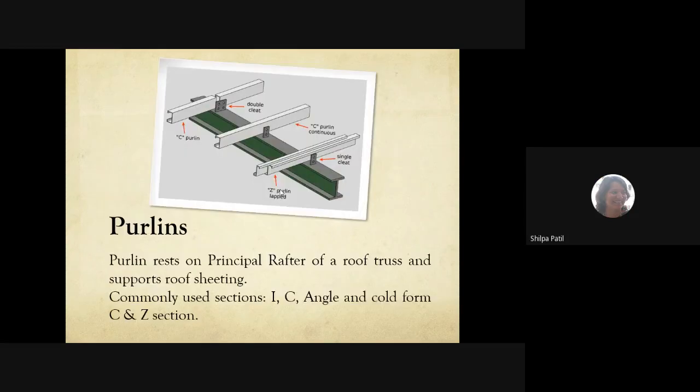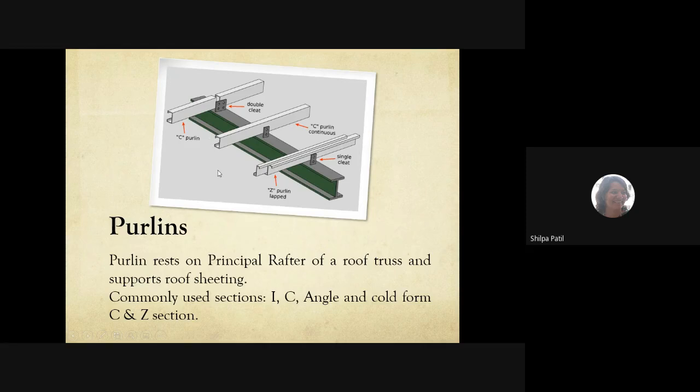Okay. Now, this is just a diagram showing how the purlins are resting. This is one top chord member of your truss, and the purlins are resting on the top chord member in this direction. All these diagrams shown here are cold form sections, because the cross-sectional shape is very different. This is a Z shape, this is a C shape, and this is also a C shape.